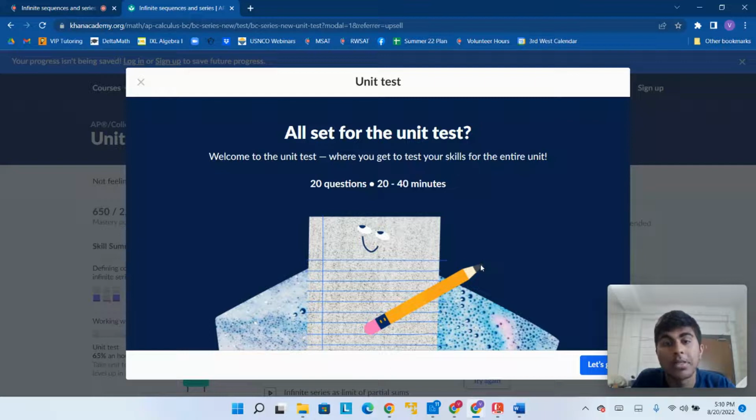Hello and welcome. Today we're going to be looking at the unit test for infinite sequences and series. This is the last unit on AP Calculus BC. This one isn't even in AP Calculus AB.